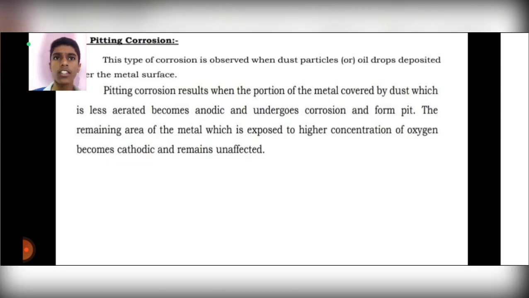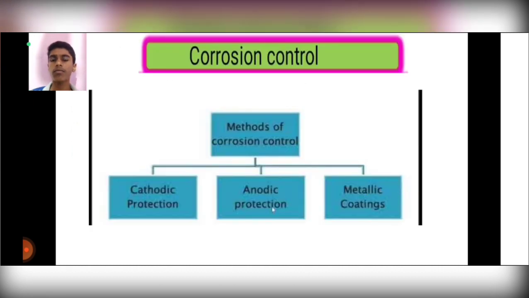Pitting corrosion. This type of corrosion is observed when dust particles or oil drops are deposited on the metal surface. Pitting corrosion results when the portion of metal covered by the dust, which is less aerated, becomes the anode, undergoes corrosion and forms a pit. The remaining area of the metal, exposed to higher concentration of oxygen, becomes cathodic and remains unaffected.